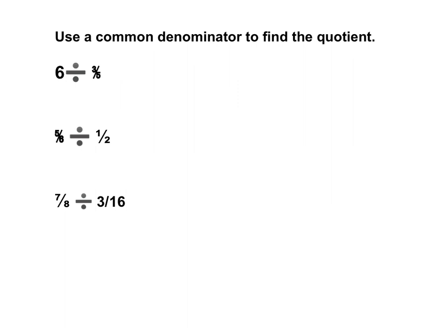Okay, so we have 6 divided by 3/5. We need the 6 to be a fraction. So we're going to put it over 1 divided by 3/5. And it says that they want us to use a common denominator. So a common denominator with 5 and 1 would be 5.